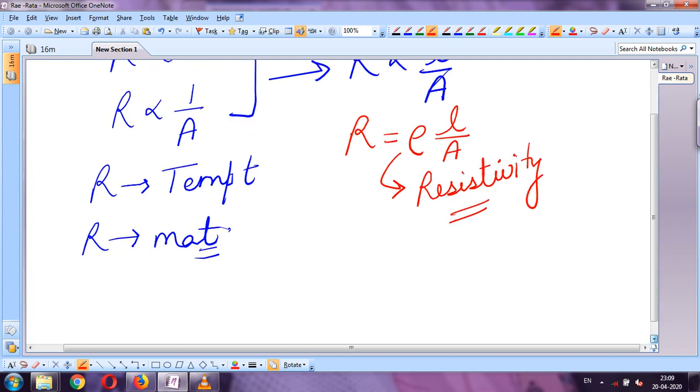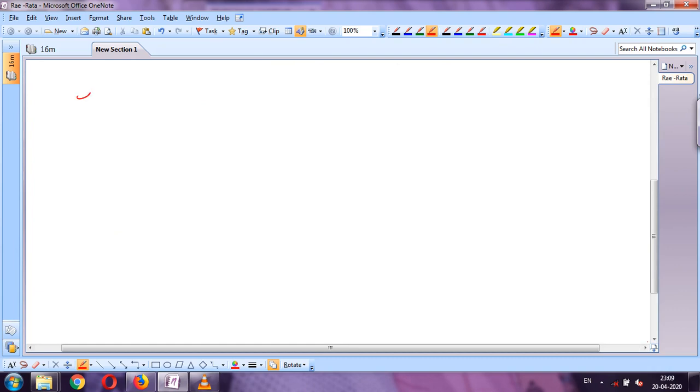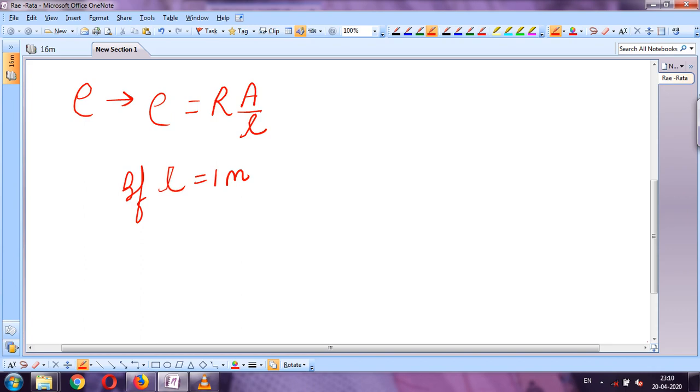Okay, so to define resistivity, what will we do? We will find out the formula of resistivity. The resistivity formula will be R is equal to rho L upon A, so rho is equal to R A upon L. Now if we take length equal to 1 meter and area of cross section of conductor equal to 1 meter square, then after putting all the values, rho will be equal to R. Why did we do this? Because we want to define resistivity in terms of resistance.